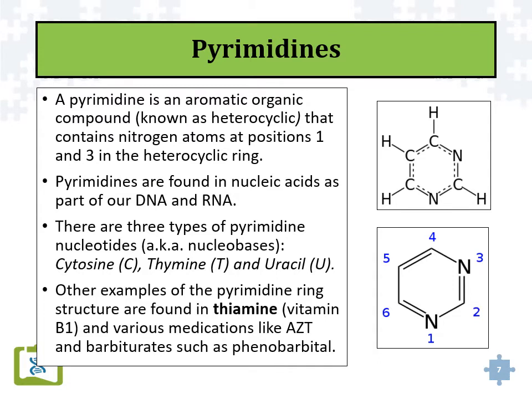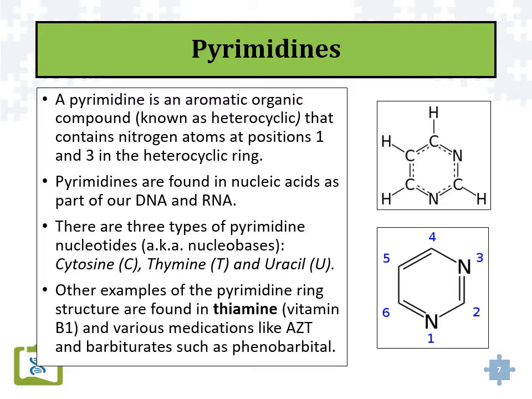So as a group, pyrimidines, again, are found in DNA and RNA. Pyrimidine as a chemical is what's called an aromatic organic compound, which contains this heterocyclic ring with specific nitrogen atoms at position 1 and 3. So that is characteristic of a pyrimidine. And so we know there's three types of pyrimidine nucleotides. These sometimes are also called nucleobases: cytosine, thymine, and uracil.